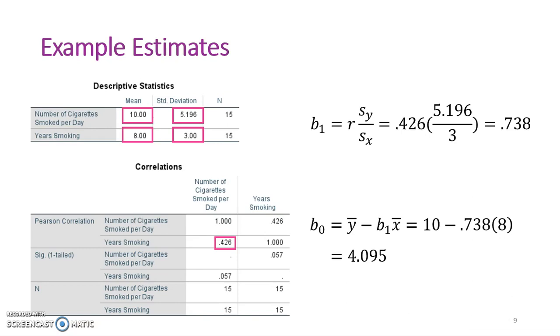Now, once we have that slope estimate of 0.738, we can use that to calculate the intercept estimate. In the left column of the descriptive statistics box, I've highlighted the means of the X and Y variables. The mean of Y is 10, and the mean of X is 8. When we plug those into the equation for the intercept estimate, along with the slope estimate, that gives us an intercept estimate of 4.095.